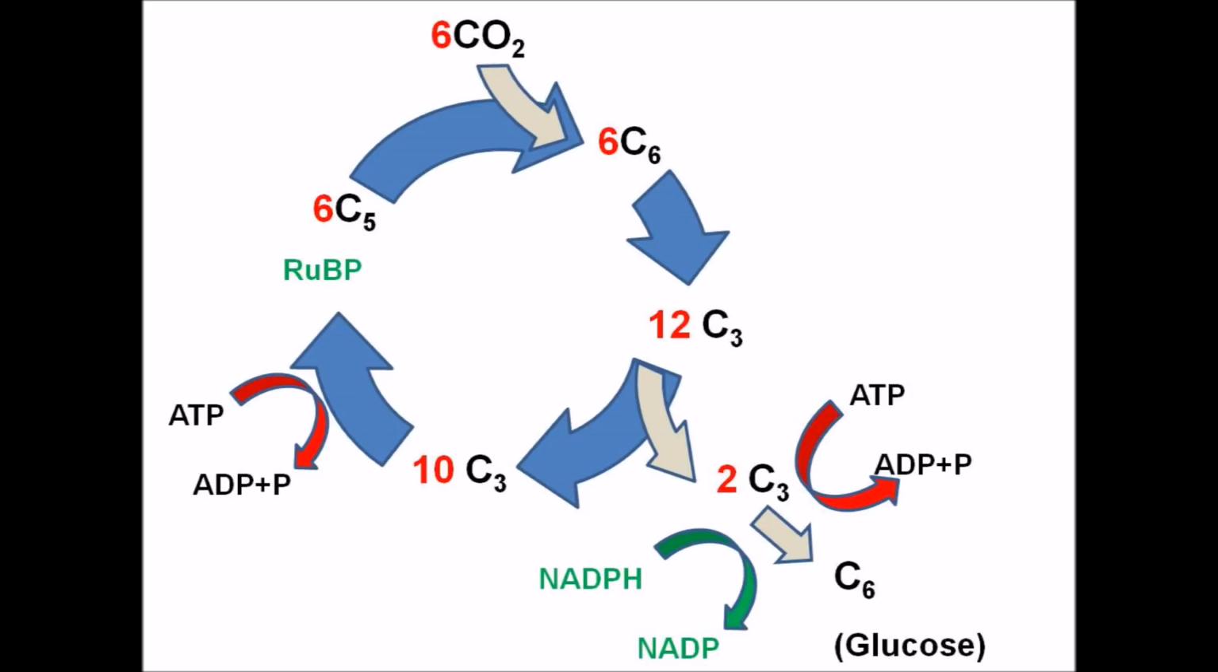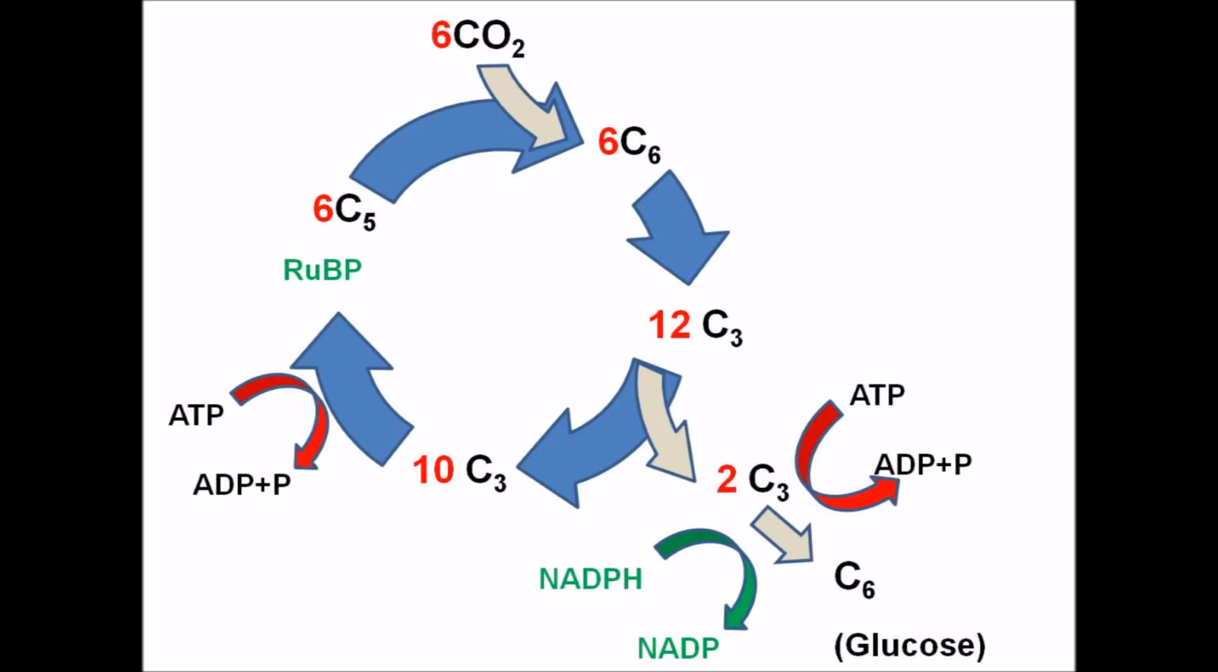Those numbers, the 6, indicate that we are doing this cycle 6 times. Usually we just start with 1 carbon dioxide and go through the cycle. But in order to create 1 glucose product, remember we need to have 2 excess PGALs. So when we go through this process, at one point we create 12 PGALs, or C3s, which just means 3 carbons, which is what PGALs have.